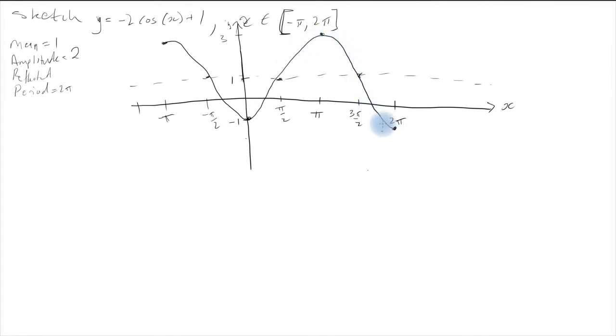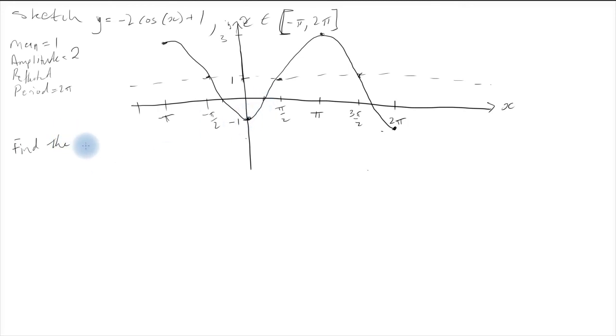Okay, so there we go. Our basic sketch is done. But one thing we haven't done is found these two x-intercepts. So we need to find the x-intercepts, because we've got the y-intercept as well.